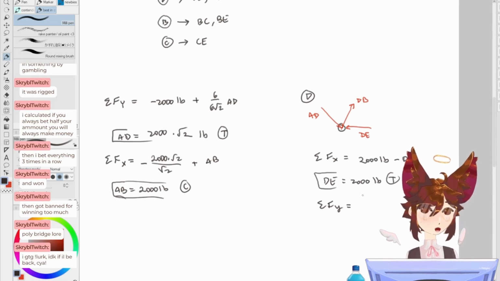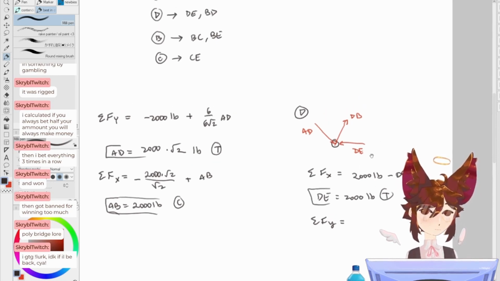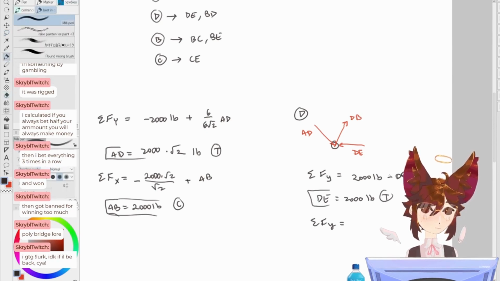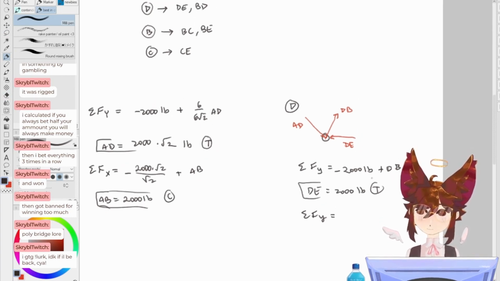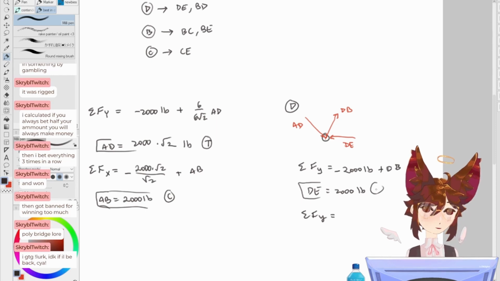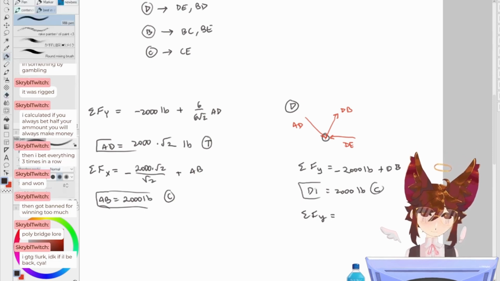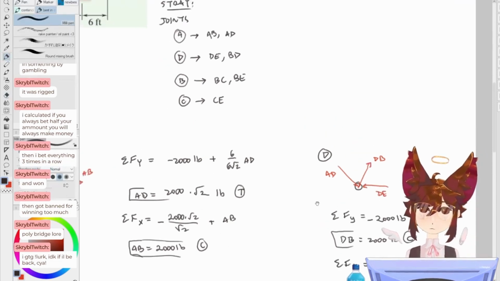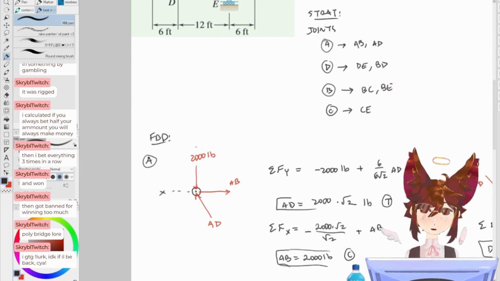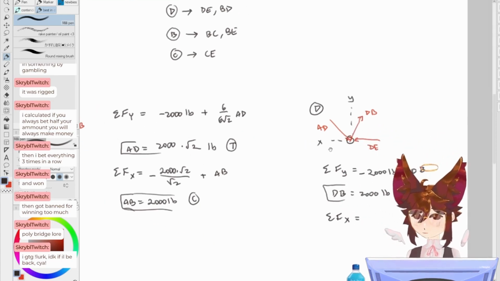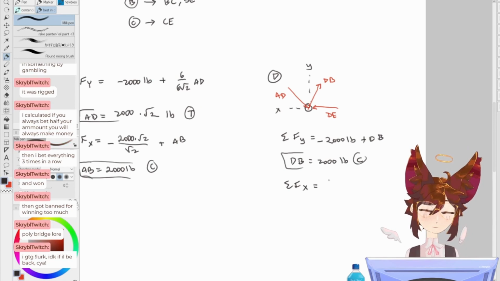Fy, we have... wait, this is not true. This is Fy. And this is dB. That's negative, positive. Not tension, that's going to be in compression. Wait, so if it's pulling, it's getting pushed. Yeah, compression. Oh, I need to put X, Y, X. That's the only reason I don't like doing joint problems, is because I have to put my coordinate system on every single one, and I always forget.